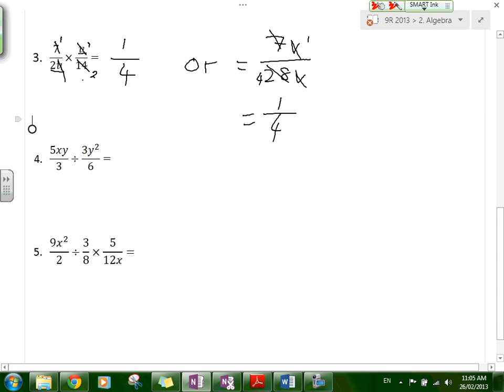5xy over 3 divided by 3y squared over 6. Okay, so it's division here. So what do we have to do? Yeah, multiply by its reciprocal. So we're going to do that first. 5xy over 3 multiplied by 6 over 3y squared.